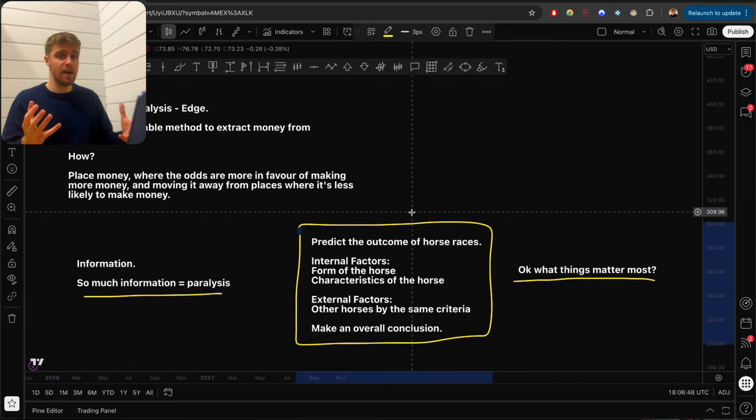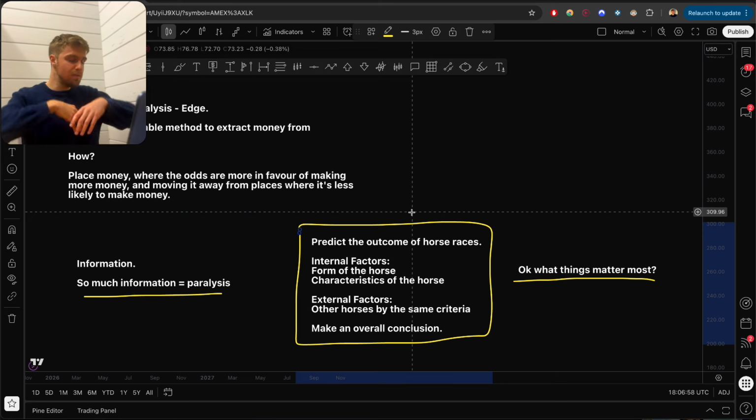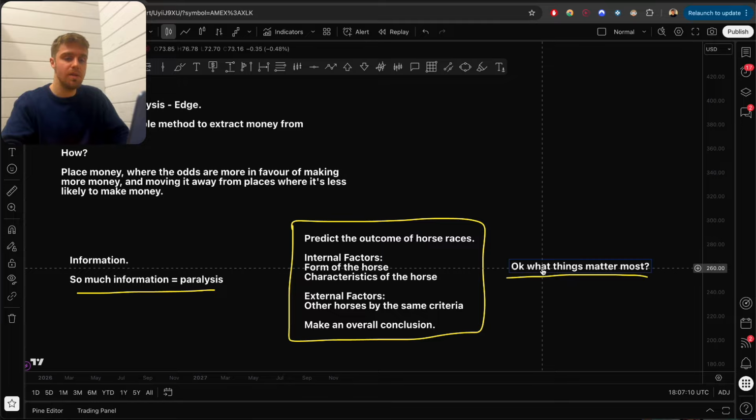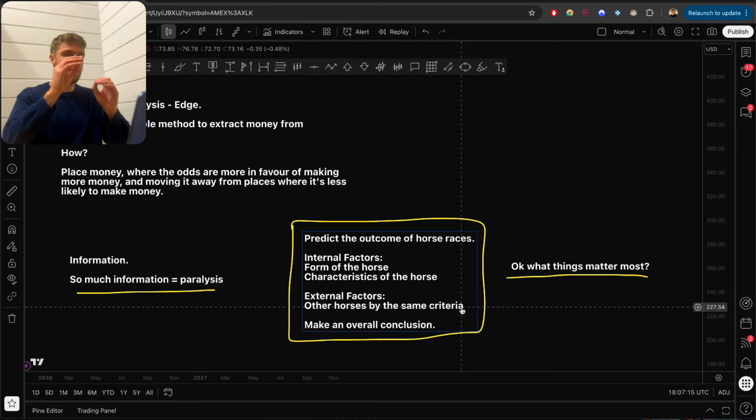And then we have the external factors. So the relative factors, when we're comparing one horse to another, to establish who's most likely to win. But when you go into that process, anytime you try and predict reality, because reality is not only very complex, but it's also often changing, in other words, it's dynamic, the next logical question anyone is going to ask is, okay, which one of these things matters most? And also, how much does each of those things matter?